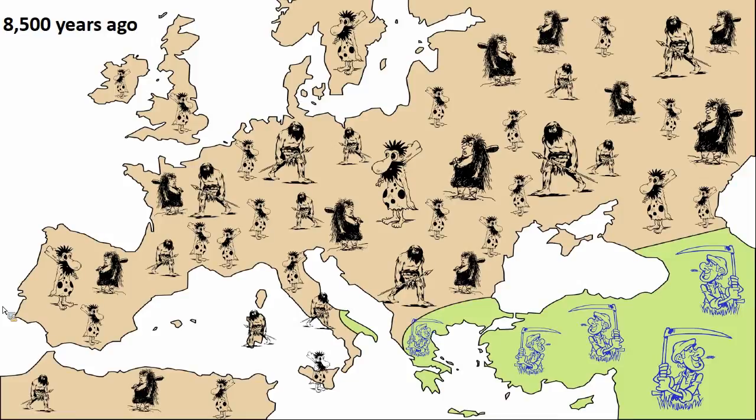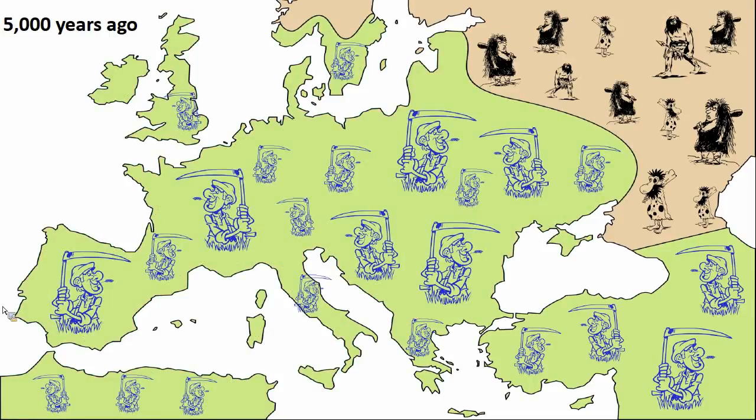By around 8,500 years ago, the first farmers were appearing on the European continent, especially down here in the Aegean region, and establishing their first societies there. And then within a few other thousand years, all of the continent was pretty much covered by farming societies, and the last hunter-gatherers disappeared around that time.